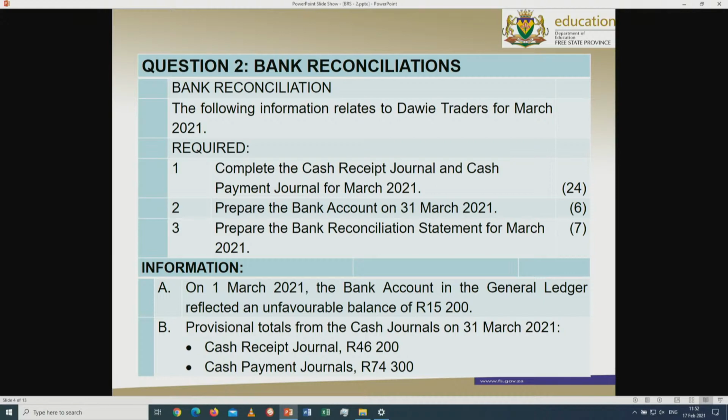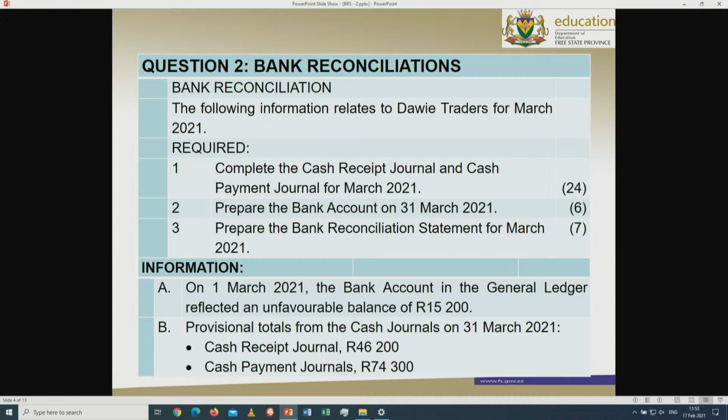The following information relates to David Traders, March 2021. You are supposed to prepare the cash receipt journal for March 2021. Prepare the bank account for March 2021. Remember, the CRJ and the CPJ for 24 marks is not new. You have done the CRJ and the CPJ last year in grade 10. You have done bank account.